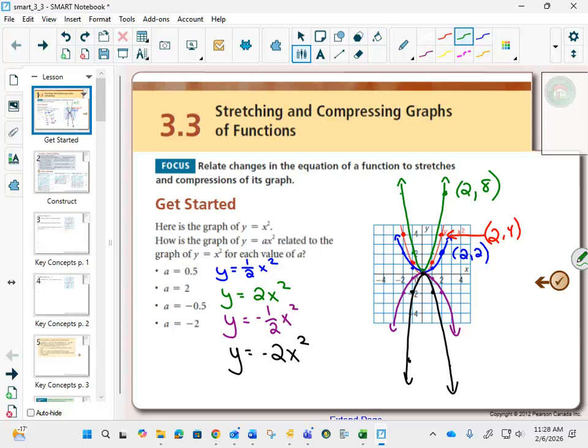The purple one and the blue and the black one are just the green one and the blue one flipped down. Because of that negative, we've already learned that a negative outside is a vertical reflection. And so that reflected it over the x-axis.